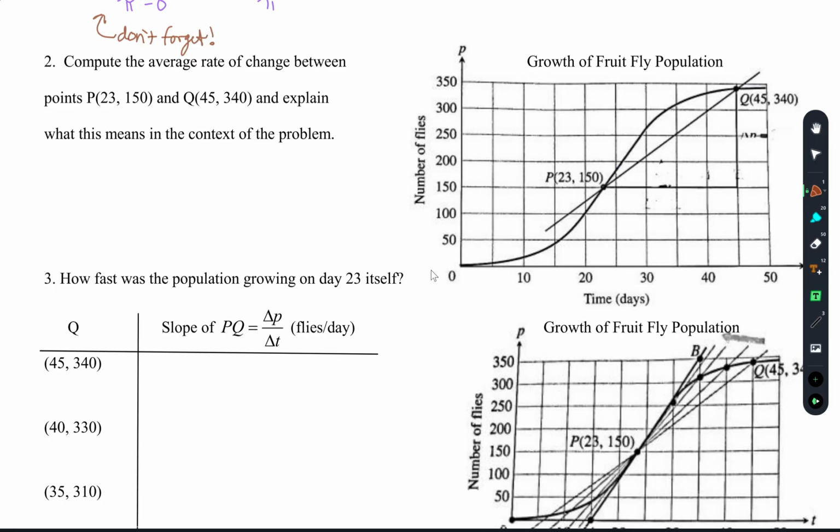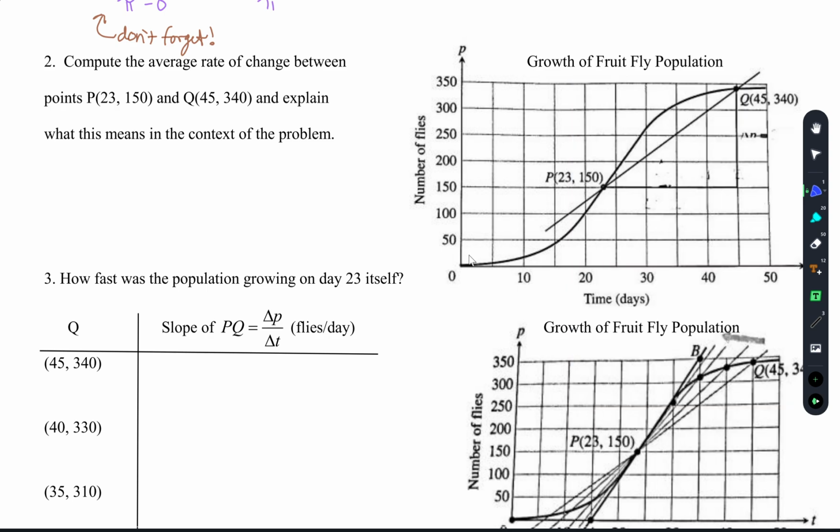Okay. All right. So compute the average rate of change between the points. Okay. This is another type of FRQ. And then you have to explain what it means. Okay. So that's a 2-pointer, one for finding the average rate of change, and then the next for doing the explanation.